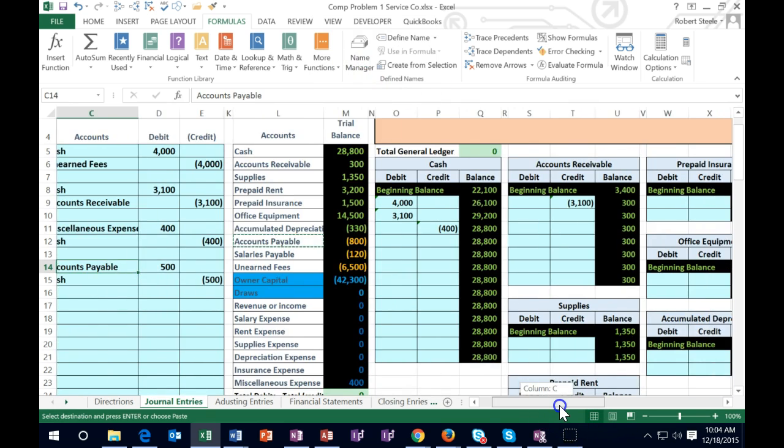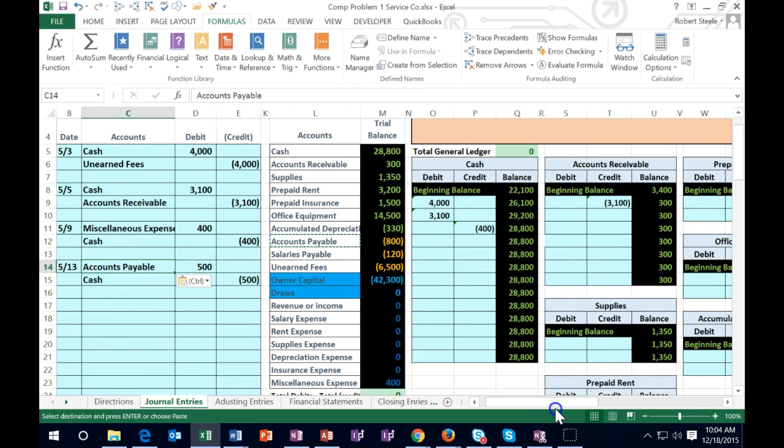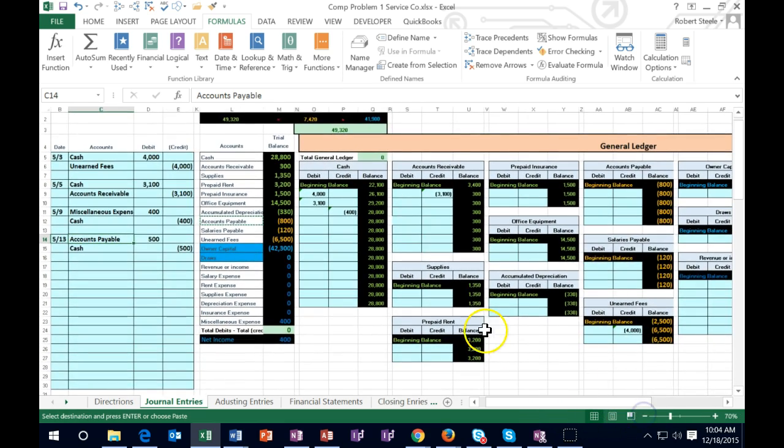Alright, so we're going to post this out. I'm going to scroll over here a little bit so we can see more of our screen. I'm going to make this a little bit smaller, like so. And then let's post this out. So we're going to look for accounts payable. So accounts payable is over here. We're going to be in the debit side in this case. So I'm in cell AA9. I'm going to say equals, I'm going to take my cursor and point to the 500. And then when we hit enter, the 800 will go down by 500 to the 300.